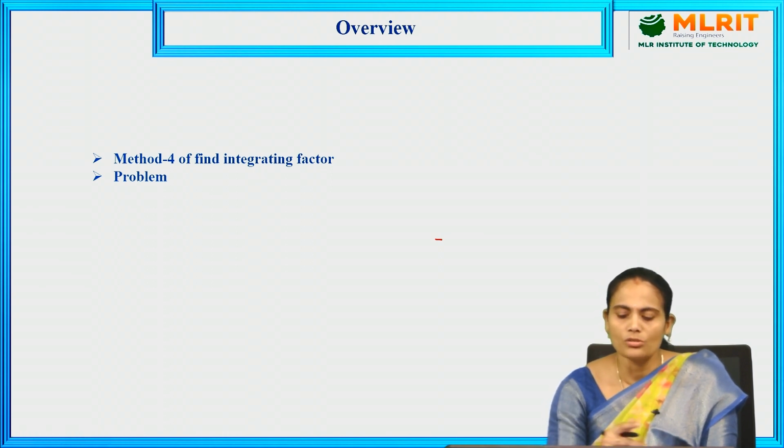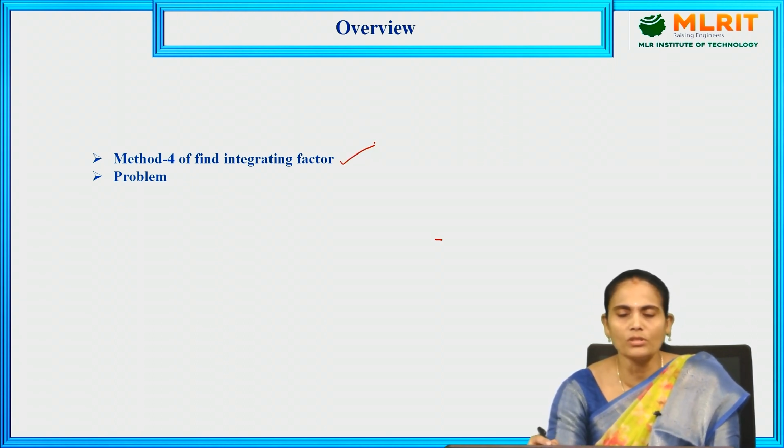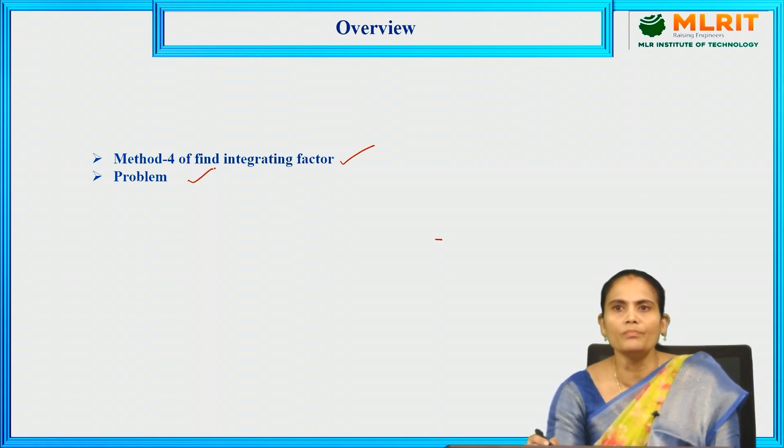In the last session, we discussed non-exact differential equations and methods of finding integrating factors. We did three methods of finding integrating factors in the previous sessions, and in this session, we are going to discuss finding an integrating factor using method 4, and we'll do one problem on it.